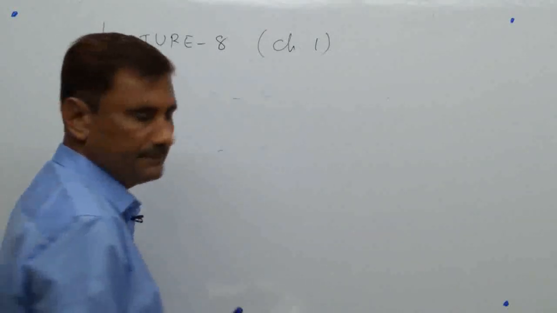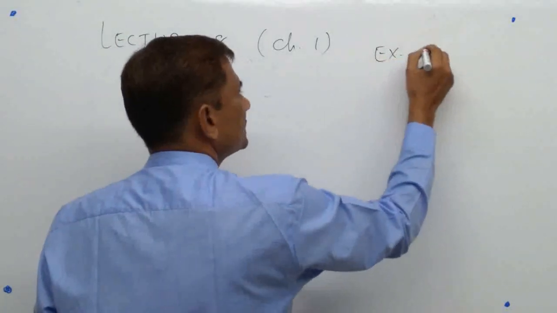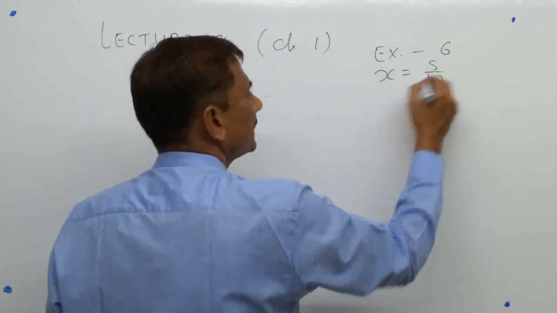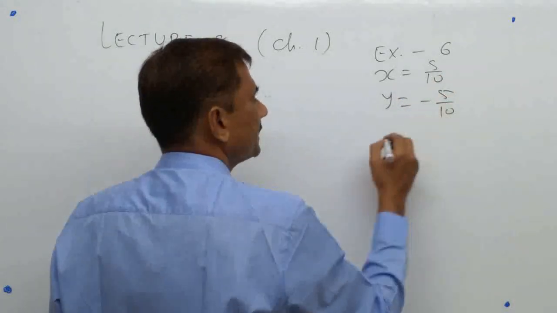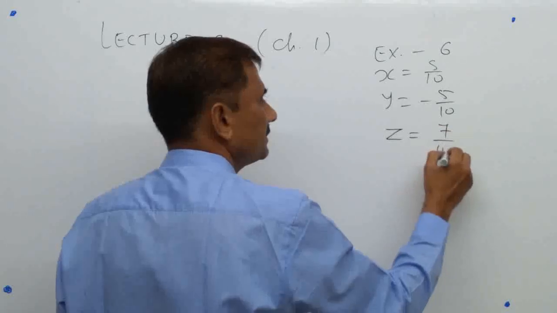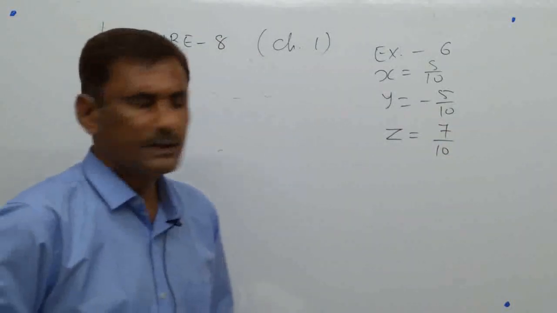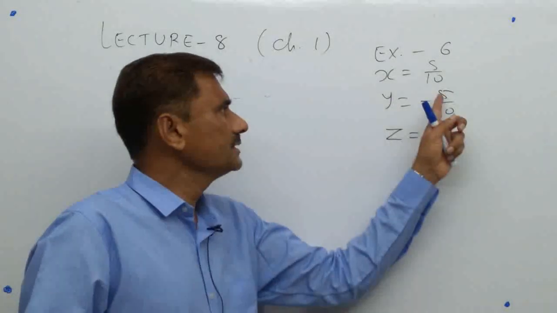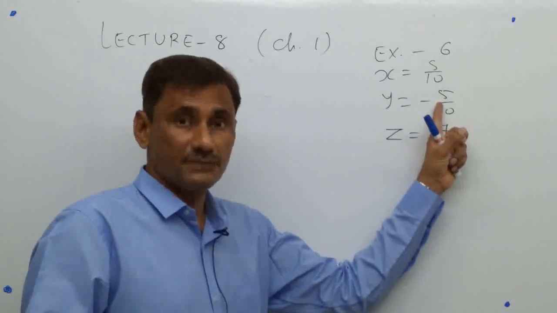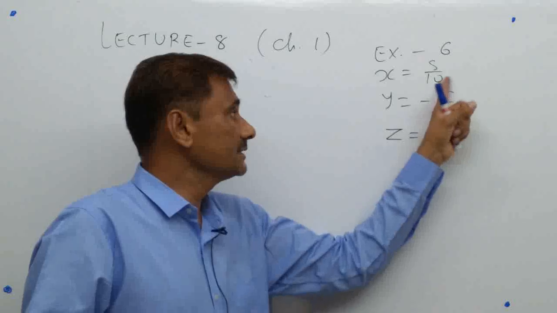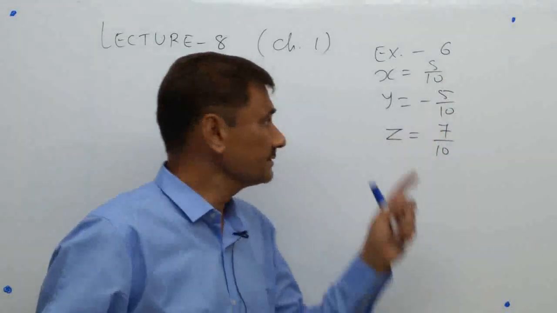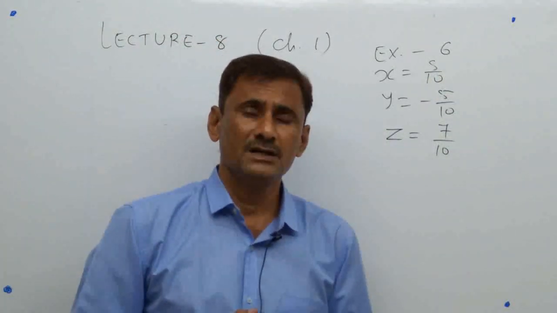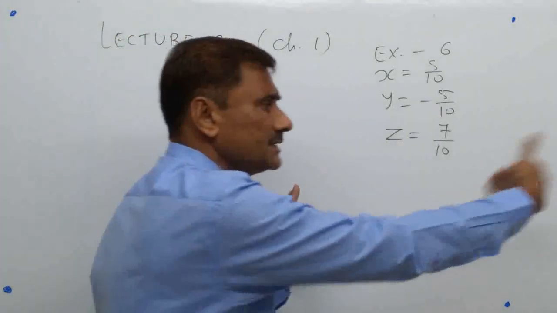Okay, there are three numbers given. Example number 6: x equals 5 by 10, y is minus 5 by 10, and z is 7 by 10. Now again, the denominators are equal everywhere, so just compare the numerators. You can say minus 5 is the smallest one, then 5 is bigger than this, and 7, that is z, is the greatest, because you just compare minus 5, 5 and 7. Just imagine and visualize the number line. So minus 5 will be first, then 5, then 7.